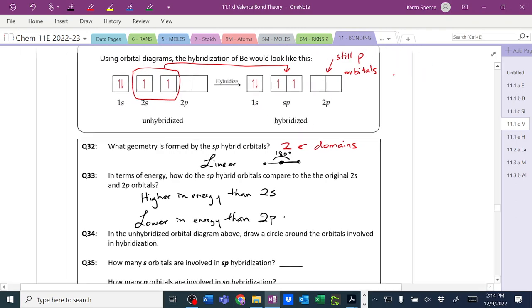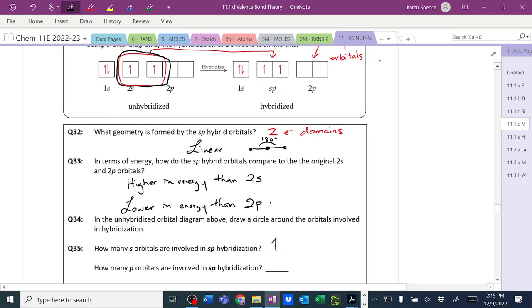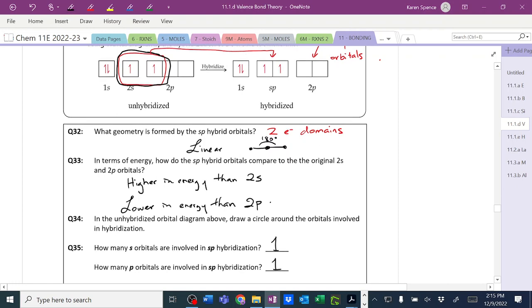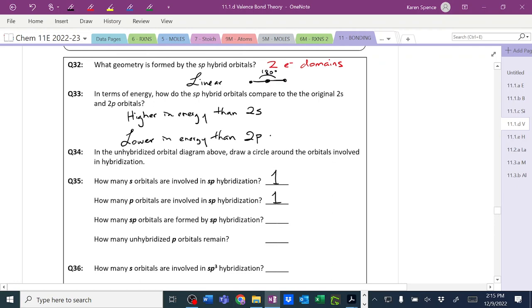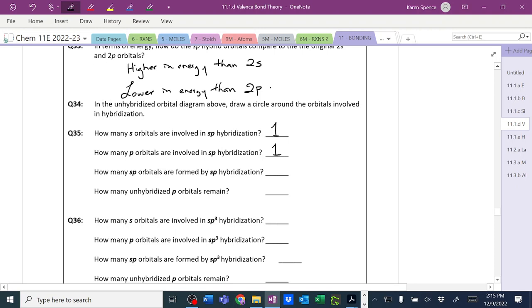Oh, and look what I've already done. I've already drawn a circle around the orbitals involved in the hybridization. There we are. Okay, we did that. How many s orbitals are involved? 1. How many p orbitals are involved? 1. How many unhybridized p orbitals remain? 2. How many sp orbitals are formed? 2. So we have 2 that makes 2. That's left over.